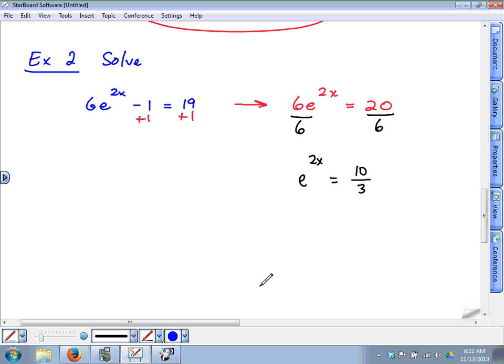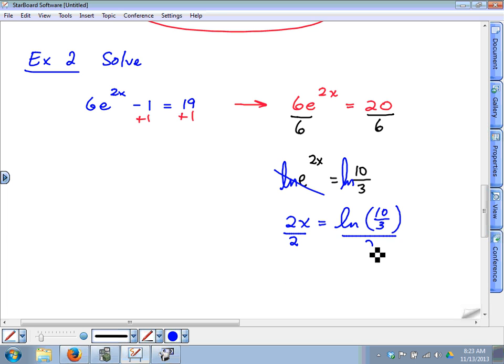What gets rid of the base of e? Natural log. Okay. Natural log cancels a base of e. So what we have is 2x equals natural log of 10 thirds. Oh, that wasn't too bad. No, because we don't have to solve it. Now what? Divide by 2. So x is equal to the natural log of 10 thirds all over 2.